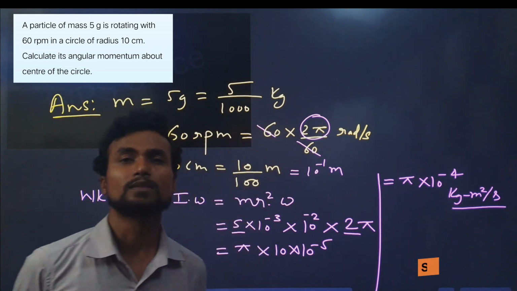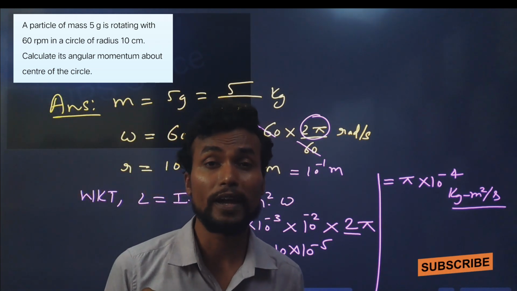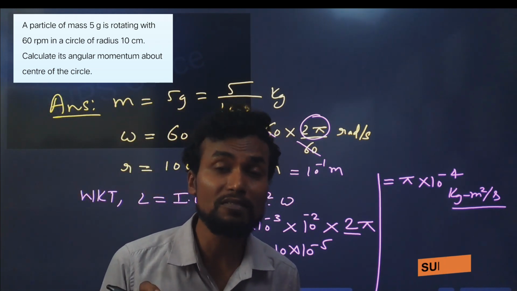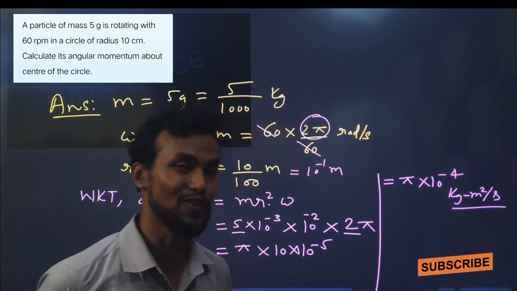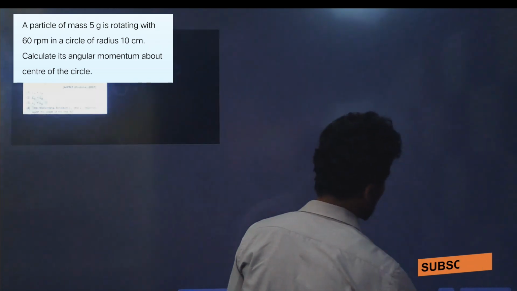Now, very simple. In both these questions we have learned L equal to mvr. That is applicable in which situation? When the particle is moving in which path? Circular path. Okay, yes. Now students, let's move to the next one please.